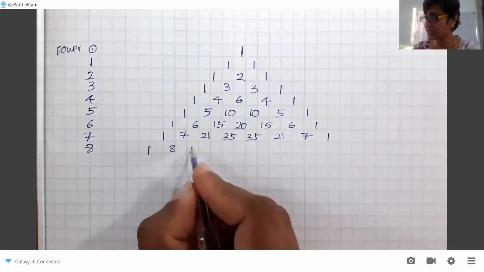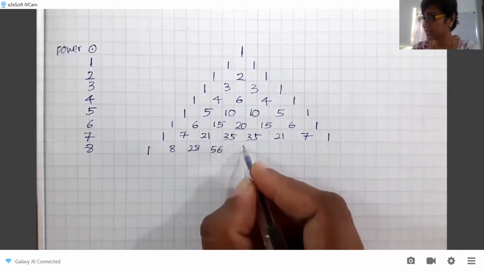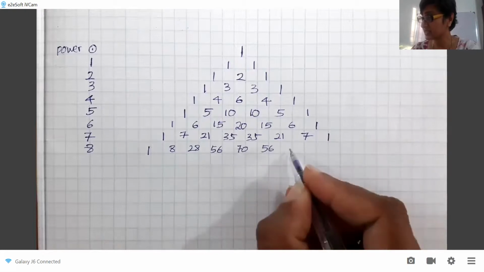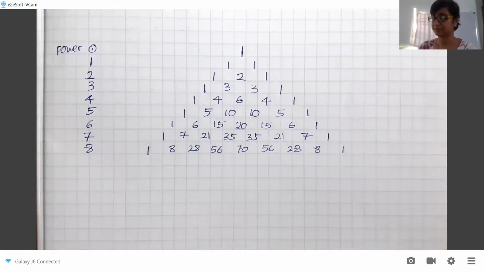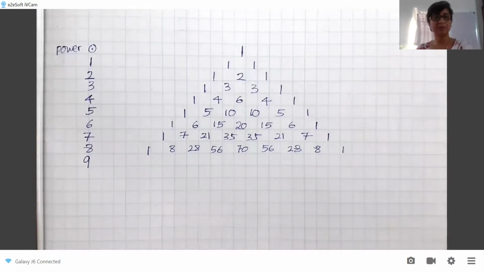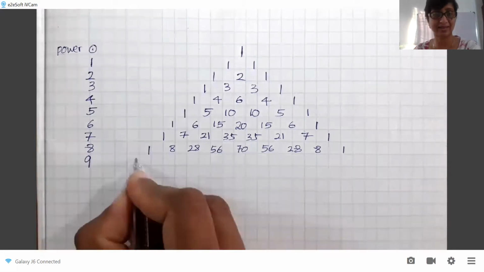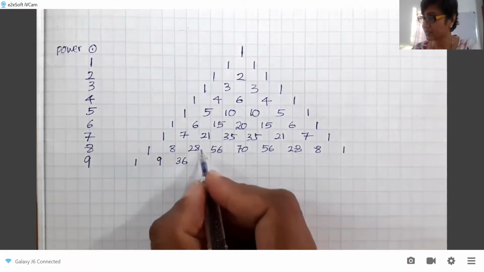Power 8, I need to go up to 9 to get the numbers. 1, 8, 28, 56, 70, 56, 28, 8, 1. Did you follow that? Is that right? Here I come to the ninth power. The coefficients of the 10 terms, when you expand a binomial to the power of 9, are 1, 9, 36. Let's add this.